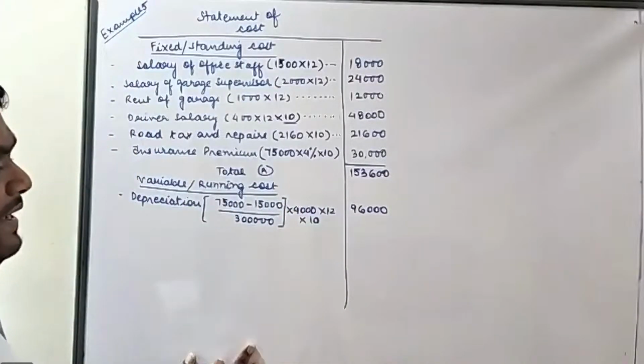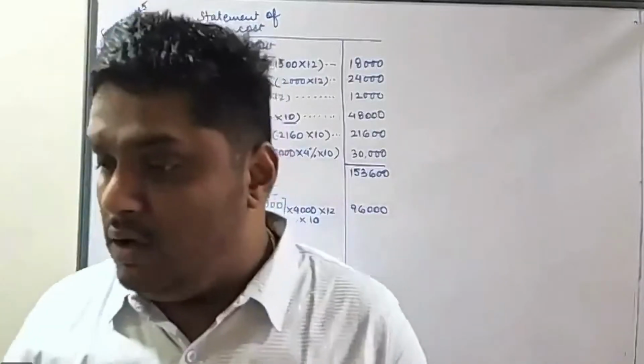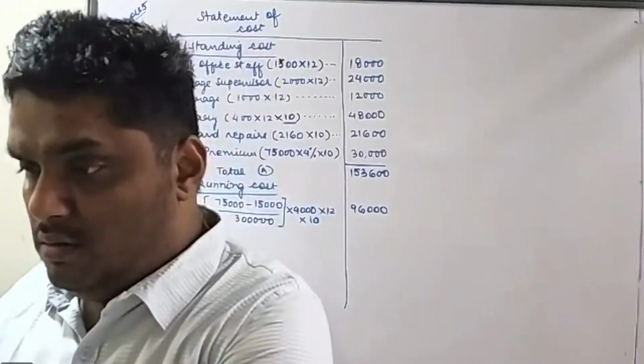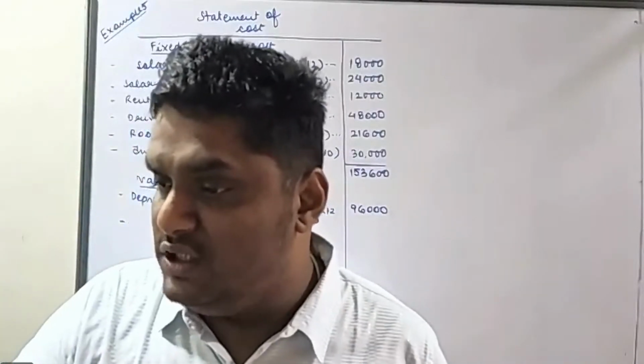So now we are done with the calculation of depreciation. Now let's start with the next variable cost. So the next variable cost is petrol.